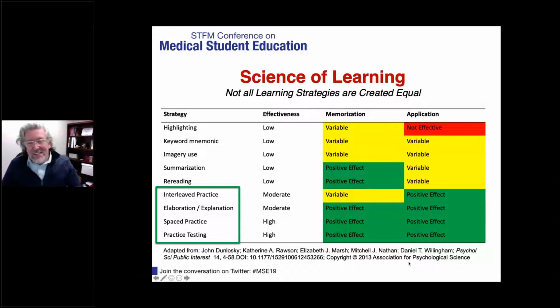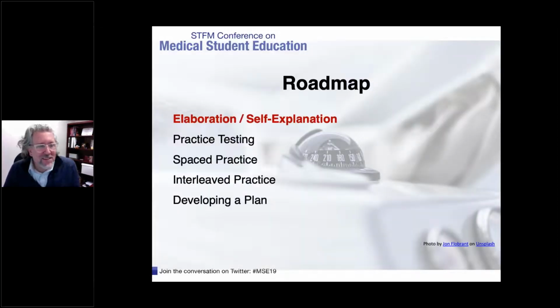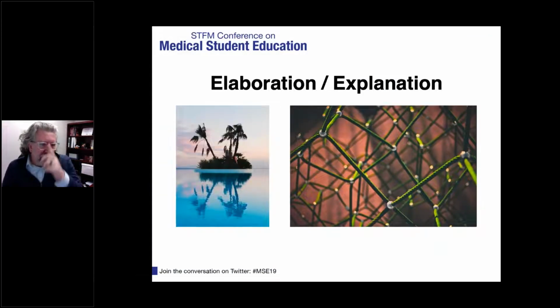All right, so with that being said, let's explore elaboration and self-explanation. I chose these 2 images because I think it represents one of 2 courses that students can take when trying to develop their understanding of new material. The first is developing the information, memorizing that information like an island. So you can imagine a whole bunch of islands in the South Pacific that represent someone's knowledge base. The problem is that it's really difficult to get from one island to the next.